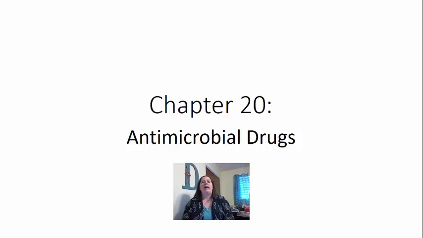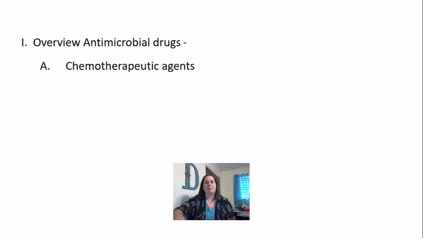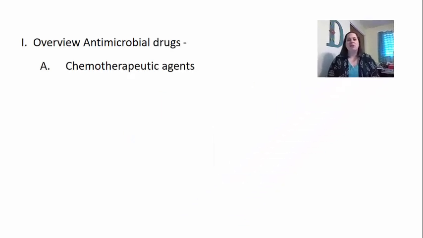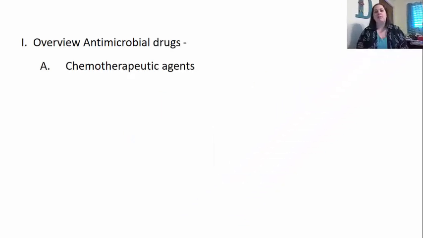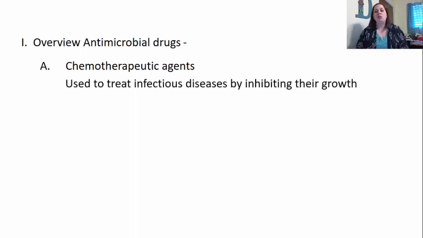Right, now we're going to be looking at chapter 20. This is the antimicrobial drugs. So an overview of antimicrobial drugs, these are what we would consider chemotherapeutic agents. Now, normally when you think of the word chemotherapy, you think about using chemicals in the treatment of cancer. But guys, chemotherapy or chemotherapeutic agents are anything that we use chemical-wise that treats any kind of disease. So it's used to treat infectious diseases by inhibiting their growth.